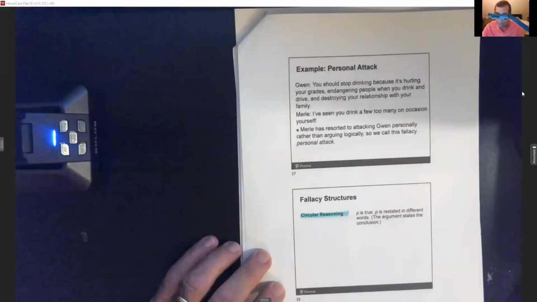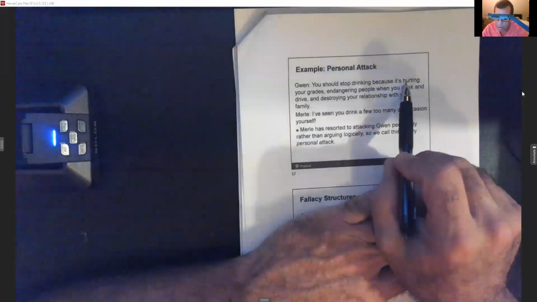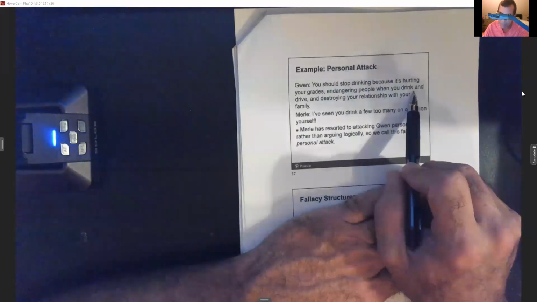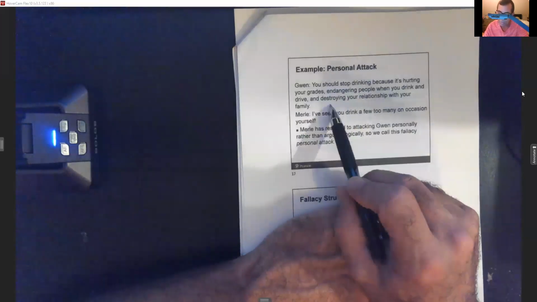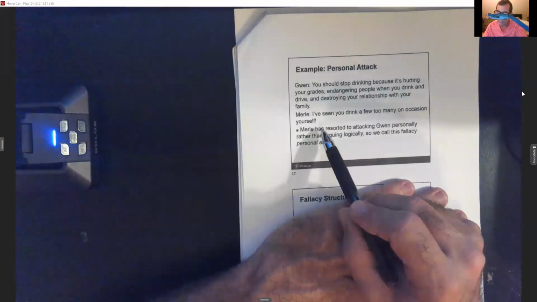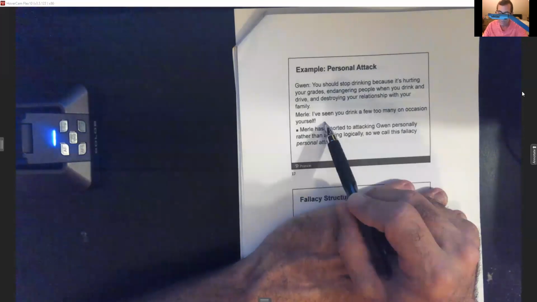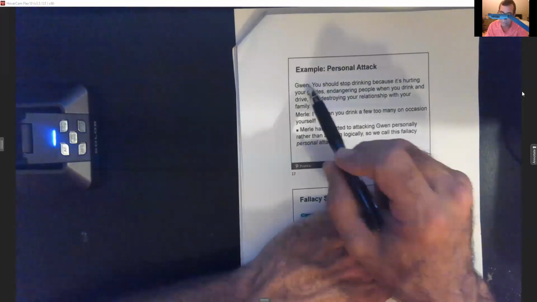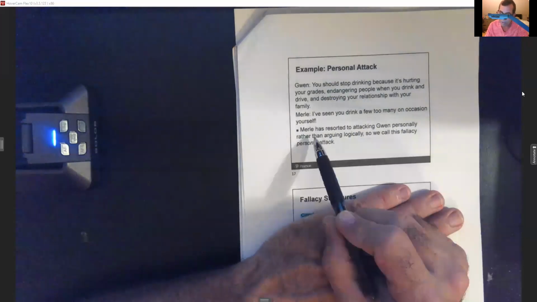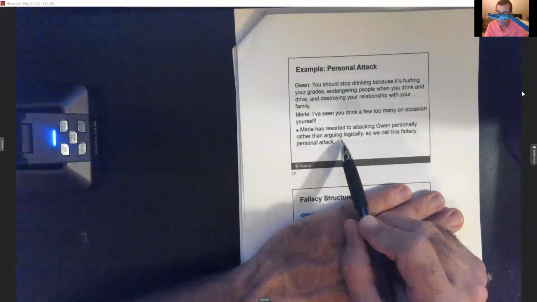All right, so Gwen, you should stop drinking because it's hurting your grades, endangering people when you drink and drive, and destroying your relationship with your family. Merle, I've seen you drink a few too many on occasion yourself. So that's Merle talking back at Gwen, sort of attacking her back. Merle has resorted to attacking Gwen personally rather than arguing logically, right?